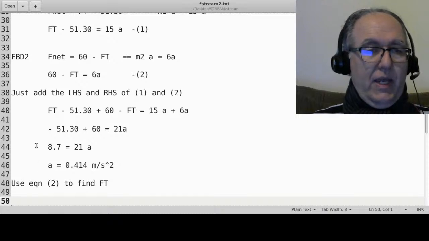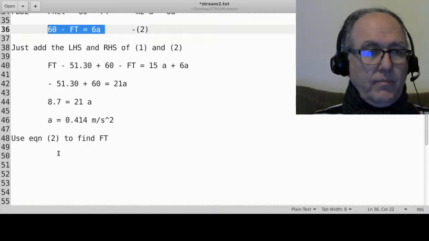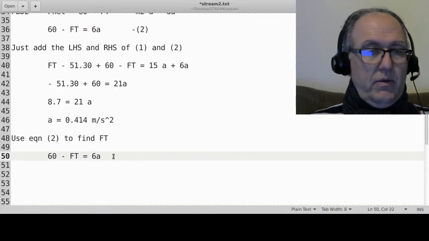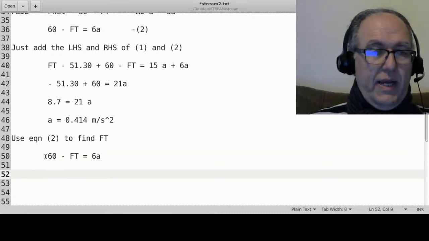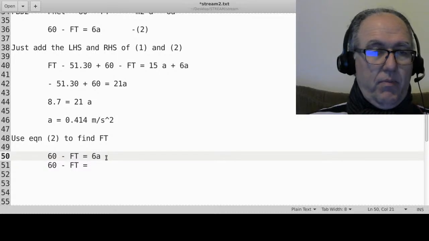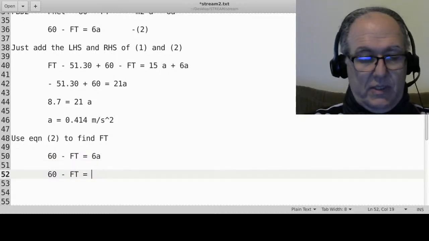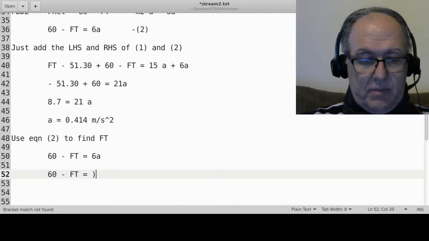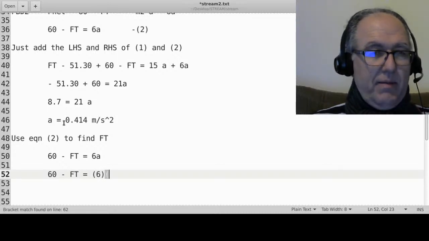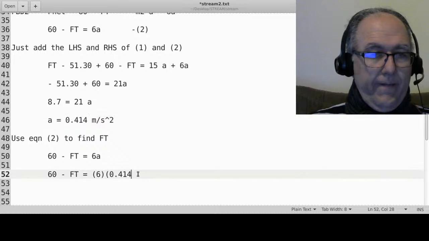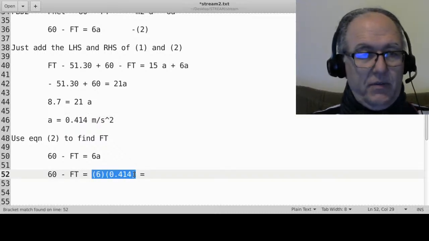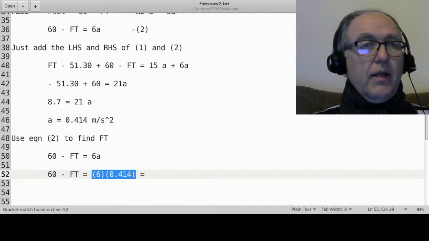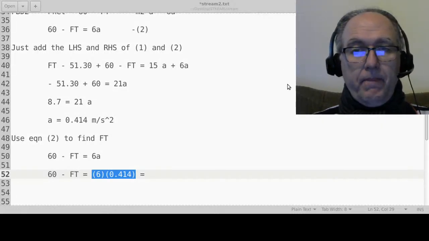So we take equation 2 here. There it is. We now know what a is equal to. We don't know this side, but we do know that a is this number right here, and 6 is the mass. Which is equal to, let me see if I can do that on my calculator.